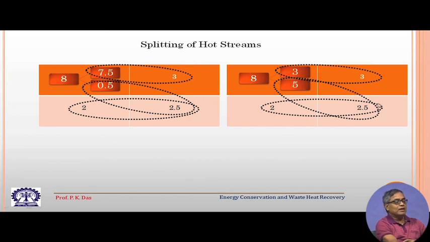So, there we are getting 3 matchings, all 3 are workable, because you see the 3 and 3 that is workable, and 5 and 2.5 that is also workable. So, with this let us go to the next level.